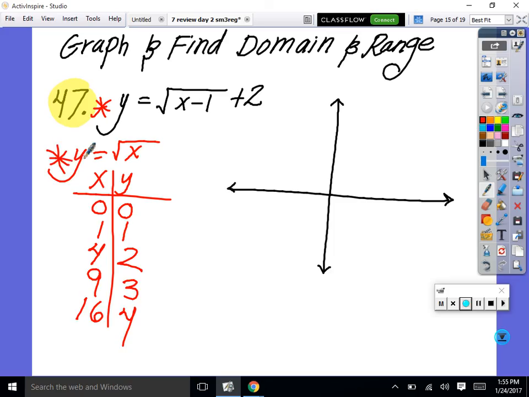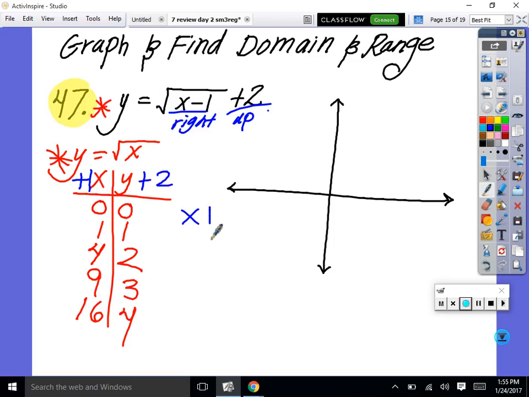The parent function. Now, what we're doing is we're shifting. There's no stretch or compression. We're going to right 1. So think about, that's taking all your x values and adding 1, correct? Add 1 to your x values and up 2. So that would be shifting up 2. So that would be adding 2 to your y values, right?